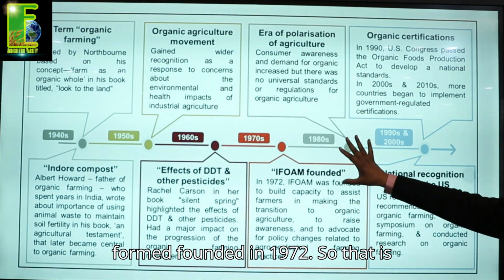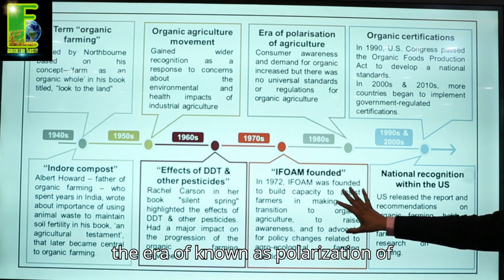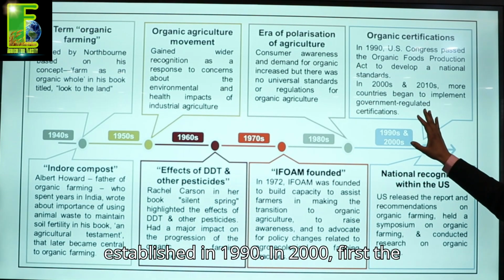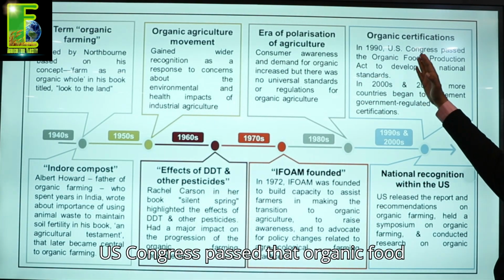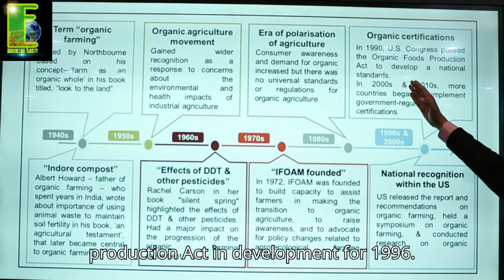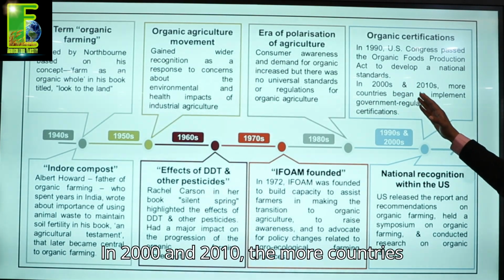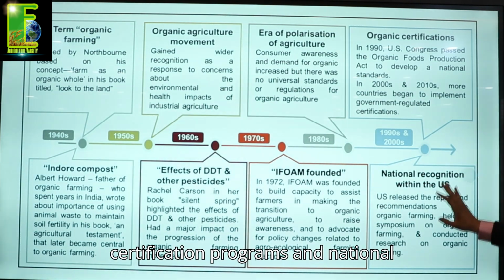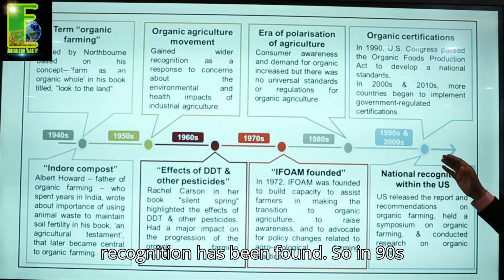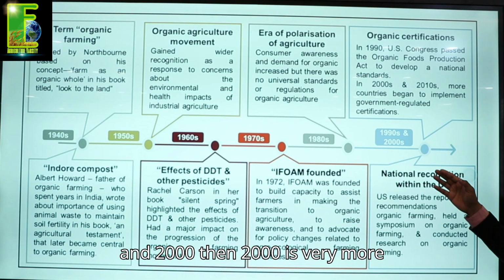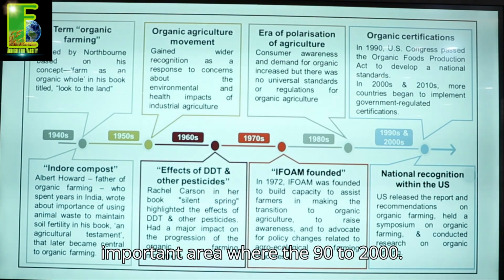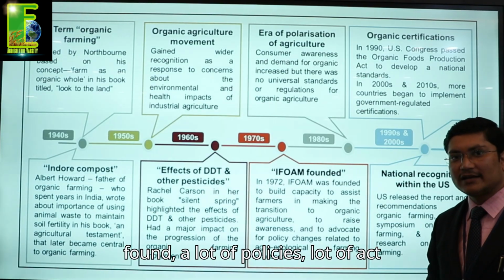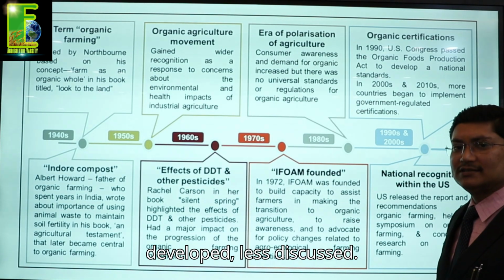That is the era known as the polarization of organic agriculture, and then organic certification programs and acts were established in 1990 and 2000. First, the US Congress passed the Organic Food Production Act. From 1990, and in 2000 to 2010, more countries began to implement organic certification programs, and national recognition was found. The period from the 90s to 2000 is very important, where much development was found. Lots of policies and acts regarding organic farming were developed. Let's discuss.